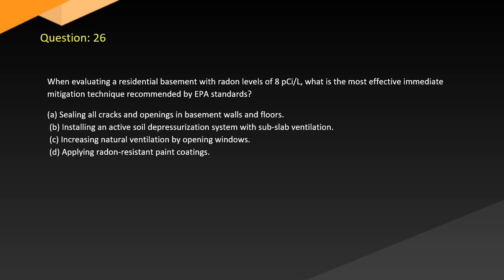Question 26. When evaluating a residential basement with radon levels of 8 pCi/L, what is the most effective immediate mitigation technique recommended by EPA standards? A. Sealing all cracks and openings in basement walls and floors. B. Installing an active soil depressurization system with sub-slab ventilation. C. Increasing natural ventilation by opening windows. D. Applying radon-resistant paint coatings.